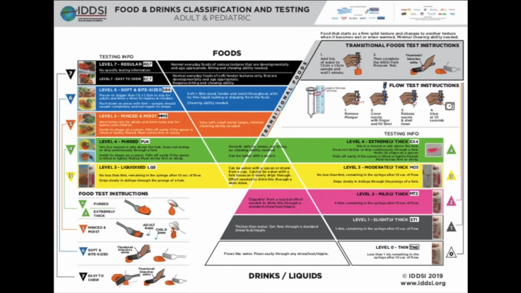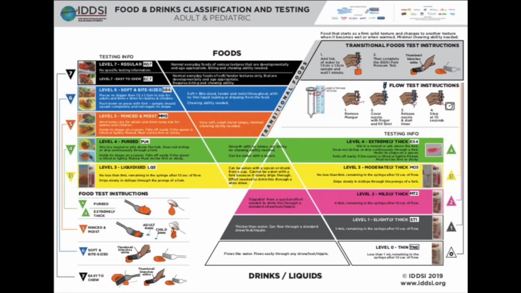For level 4, which is a pureed, for testing measures, you need to know that this material will sit on a mound or pile above the fork, and it does not dollop or drip continuously through a fork. You'll be able to hold, or the material will be able to hold its shape on a spoon. It does fall off easily if the spoon is tilted or slightly flicked. It must not be firm or sticky. The food consistency, it will be smooth with no lumps. It won't be sticky. No chewing is needed, and it can be eaten with a spoon.